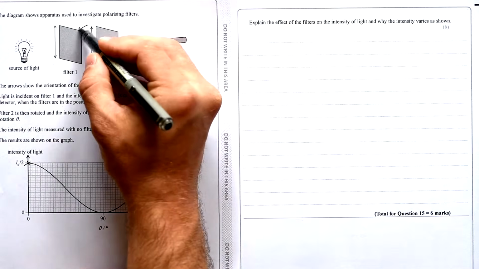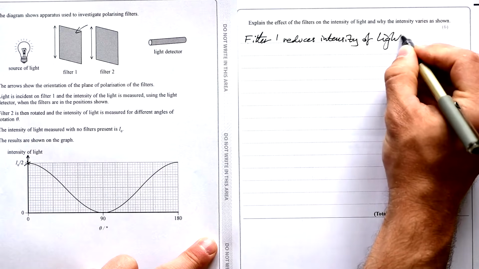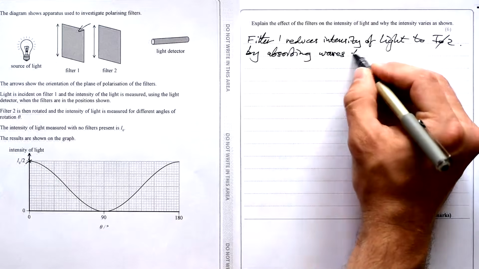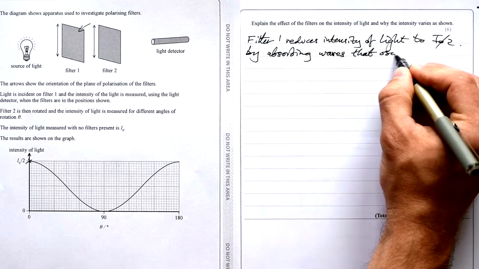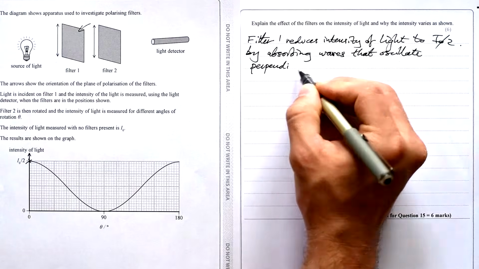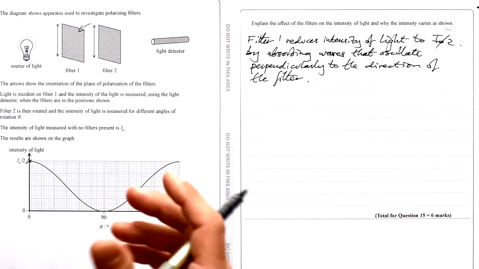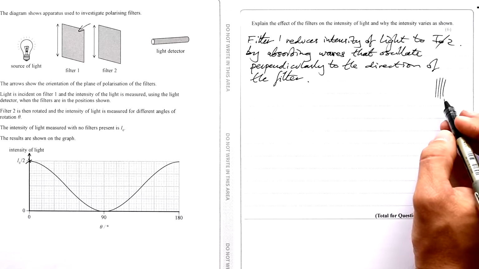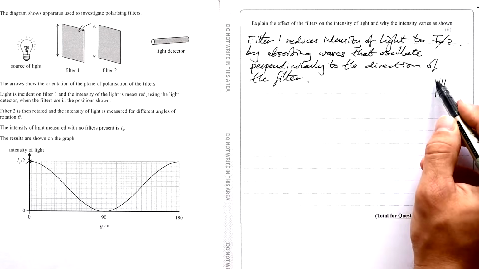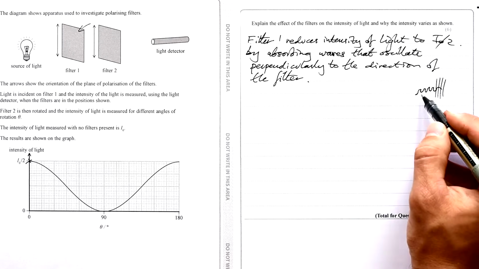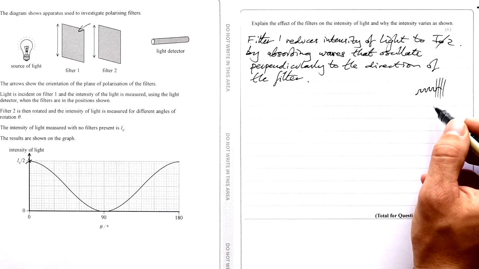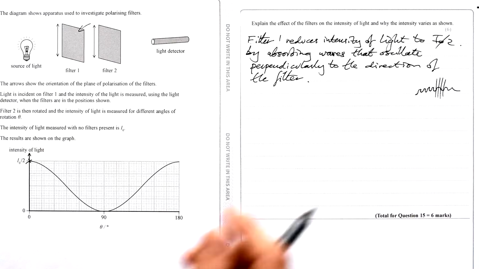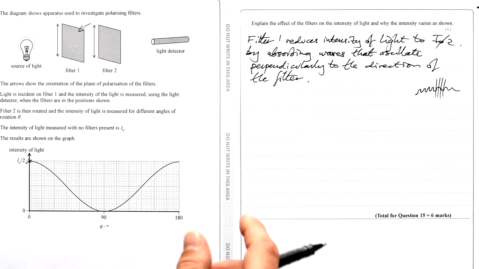So the first filter reduces the intensity of light to I0/2, by absorbing waves that oscillate perpendicularly to the direction of the filter. Now, if you really want to go into it, lots of people still adhere to the picket fence model, and so if your lines are like that, then waves that are oscillating parallel to those lines will be let through. That's not technically true. It is actually the opposite way round.